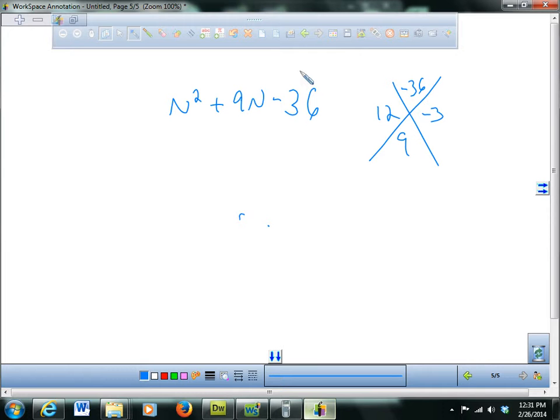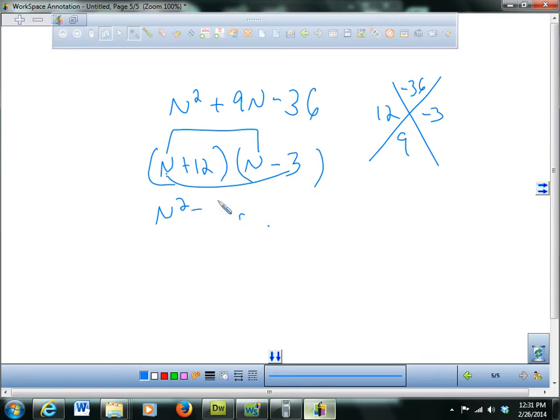Right, because when I factor this, the factors are n plus 12 times n minus 3, right? So if I FOIL it, n squared first, outer gives you minus 3n, inner gives you plus 12n, and last gives you minus 36. n squared plus 9n minus 36.